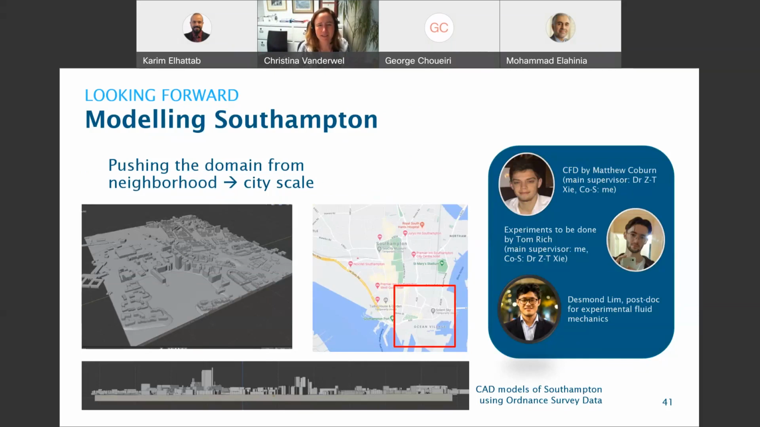So I have a team here that I'm working with. I'm a co-supervisor for a PhD student who's doing the CFD of the flow around Southampton, and then I'm the main supervisor for a PhD student who's doing the experiments and who will be 3D printing our city of Southampton and putting it in the water tunnel. So we're trying to push the domain from not just the neighborhood scale, but to get our whole city in there. And I have a postdoc who's been helping design these false floors and do these CAD renderings for the CFD building models. And this is hopefully what we'll be achieving next year.